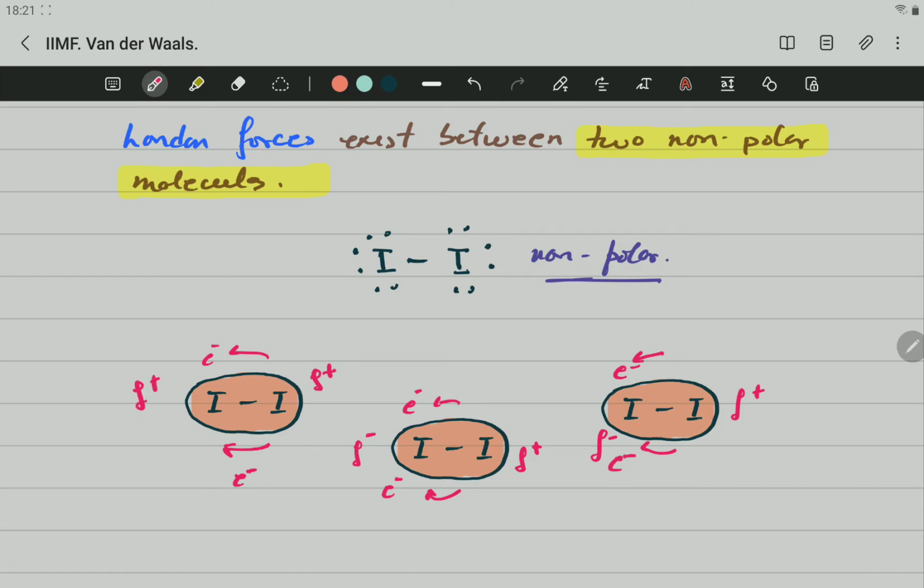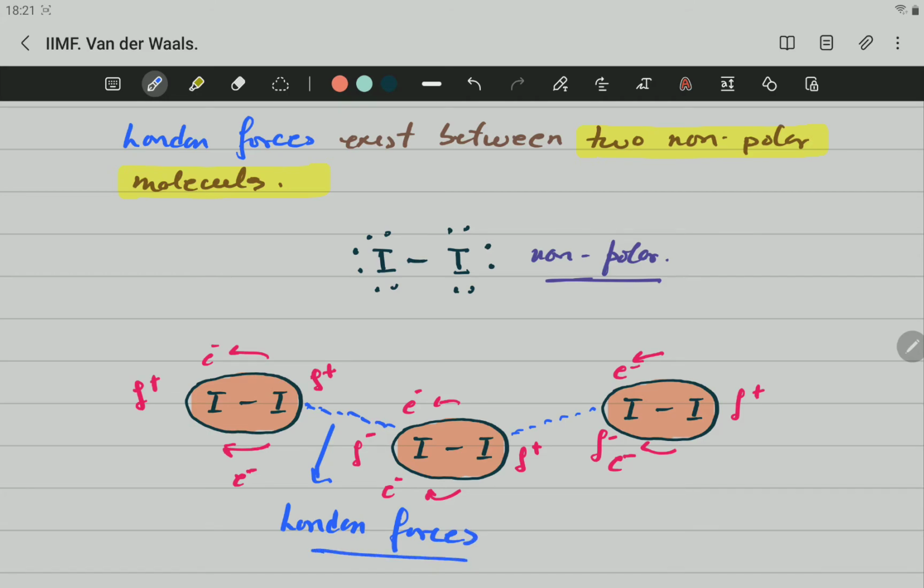So this is how this non-polar molecule is producing a polar molecule in the other one. Now this is what we call London forces. The force between this negative side of this molecule here and the positive side of the other. These attractions here are what we call London forces, or induced dipole forces.